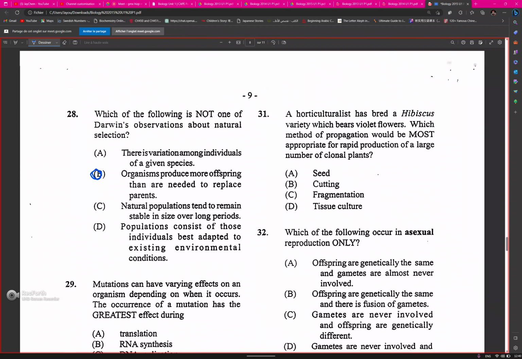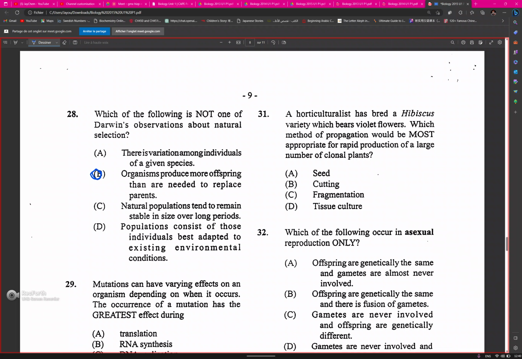Sir, could we go back to 28, please? Okay. Why did we say B again? Okay, so let's look at all of them then. There is a variation among individuals of a given species. Would that not be a Darwinian observation? Yes, sir. Because he looks at the differences within the species and then at the differences outside of species, saying that with great variation, speciation can occur.